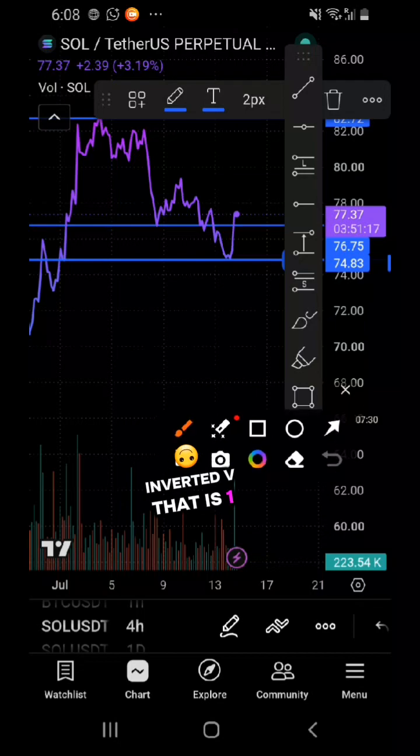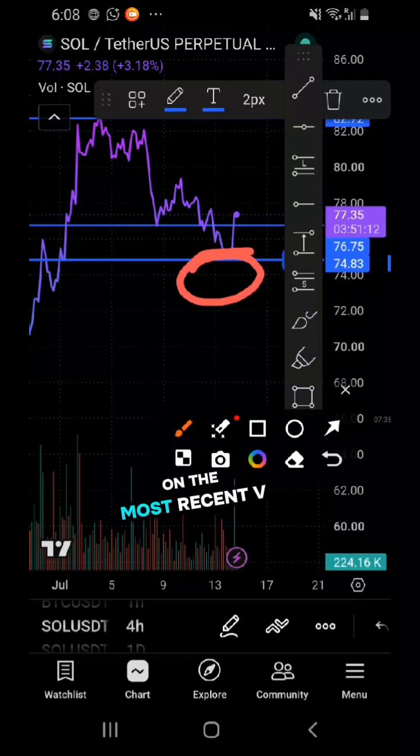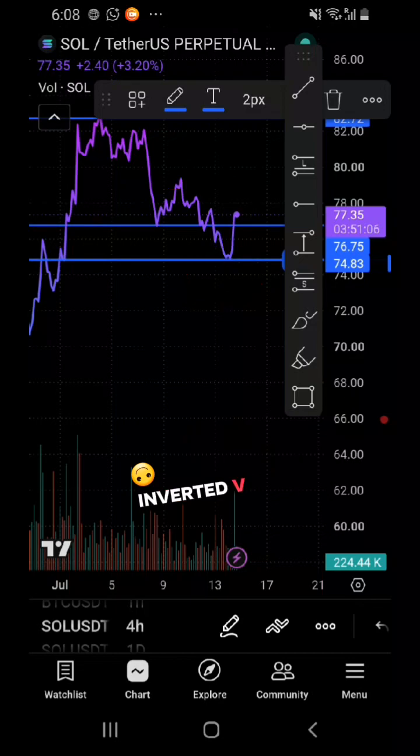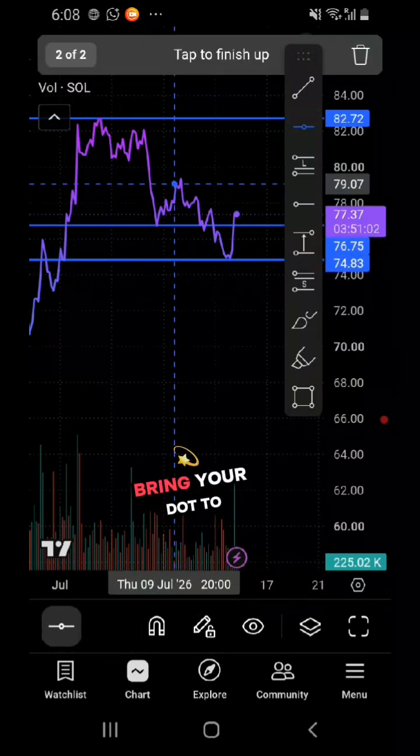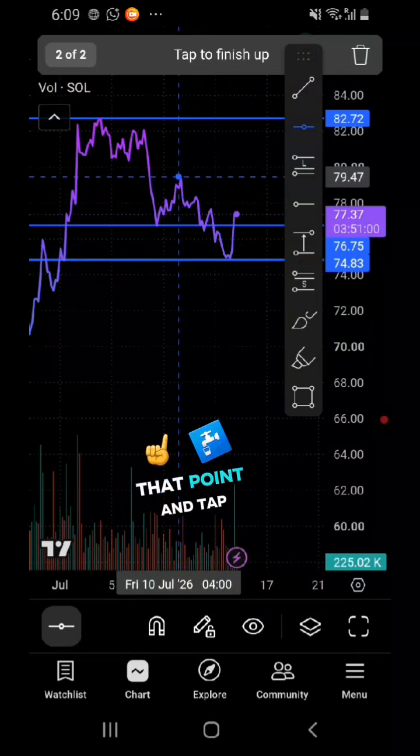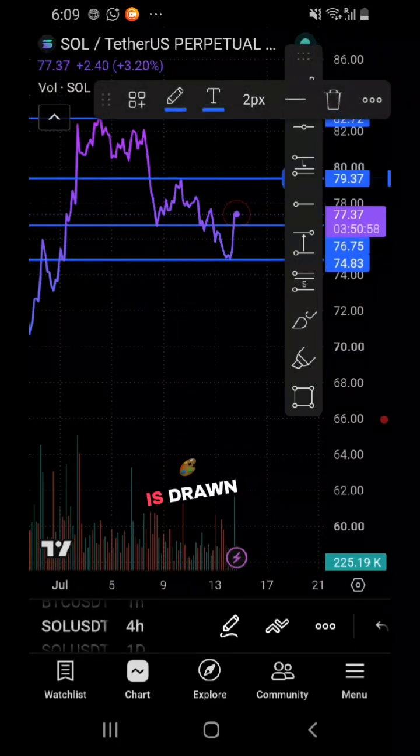That is one. So we've drawn one here on the most recent V. And we're going to draw another one here on the most recent inverted V. Oh, sorry, I chose the wrong one. Okay, bring your dot to that point and tap on the screen, then it is drawn.